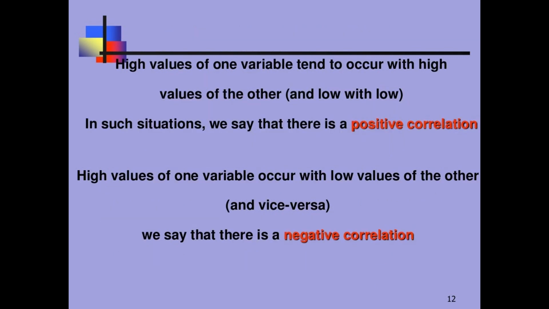High values of one variable tend to occur with high values of the other, and low with low. In such a situation, we say that there is a positive correlation. High values of one variable occur with low values of the other and vice versa. We say that there is a negative correlation.